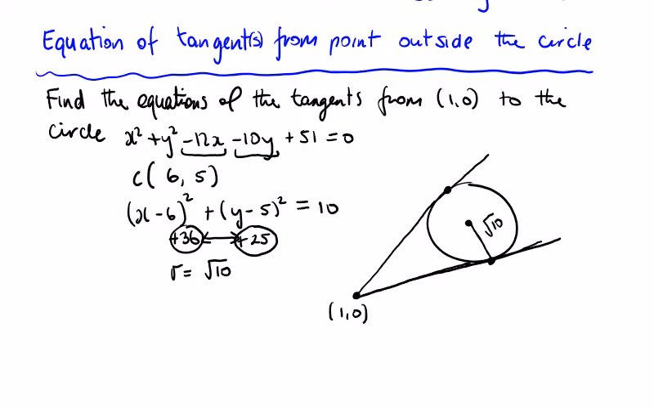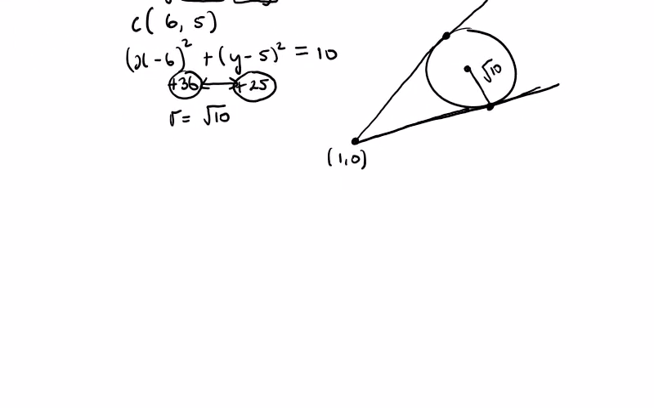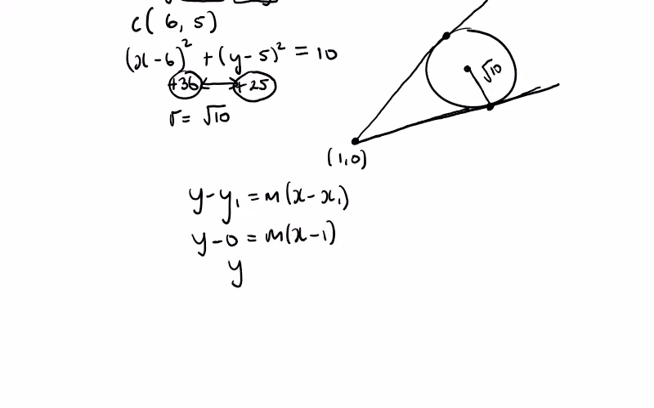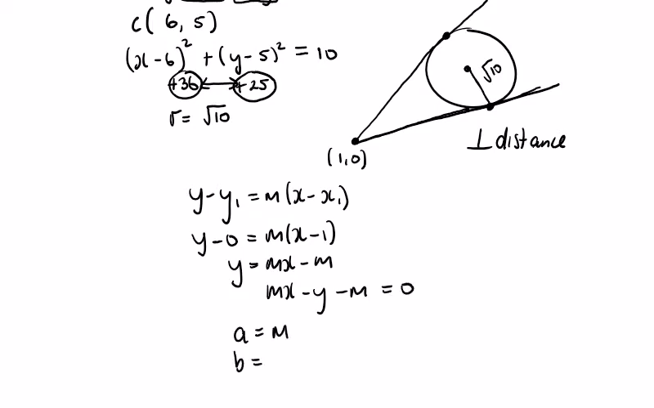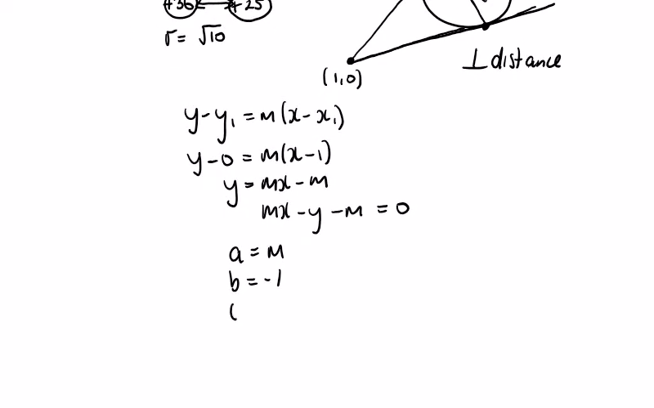So I can write these equations without my slope, in terms of m. So y minus y1 is equal to m times x minus x1. y minus 0 is equal to m times x minus 1. So y is equal to mx minus m. And we know when we're getting perpendicular distance, we need everything on the same side of the equal sign. So mx minus y minus m equals 0. My a becomes m, my b becomes minus 1, the coefficient of y, and my c is minus m.